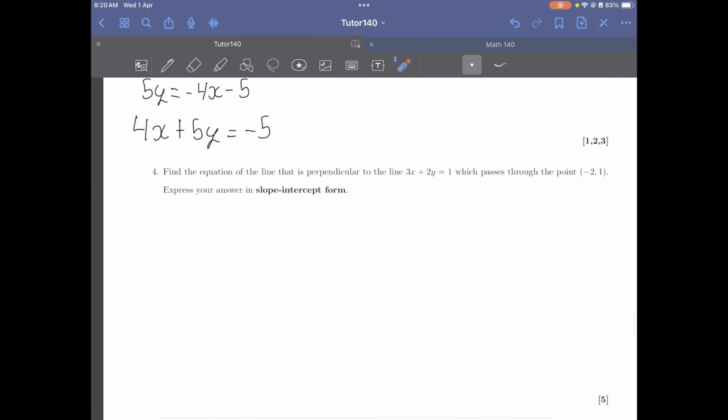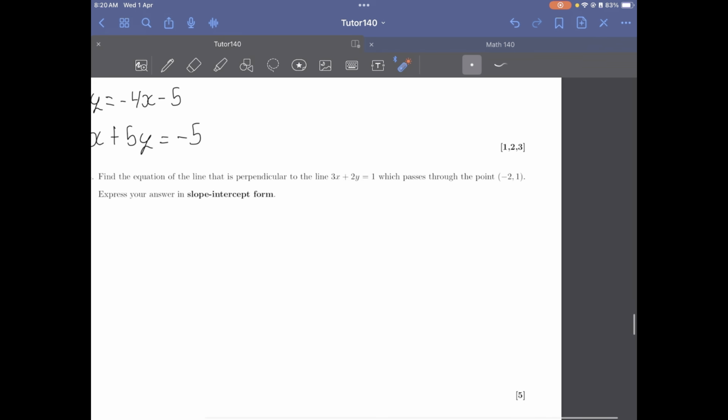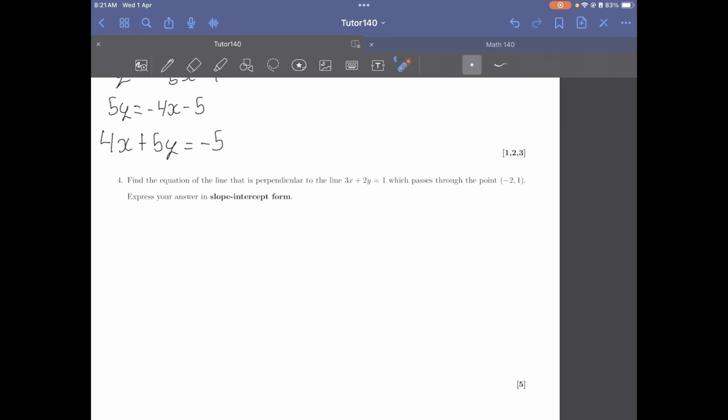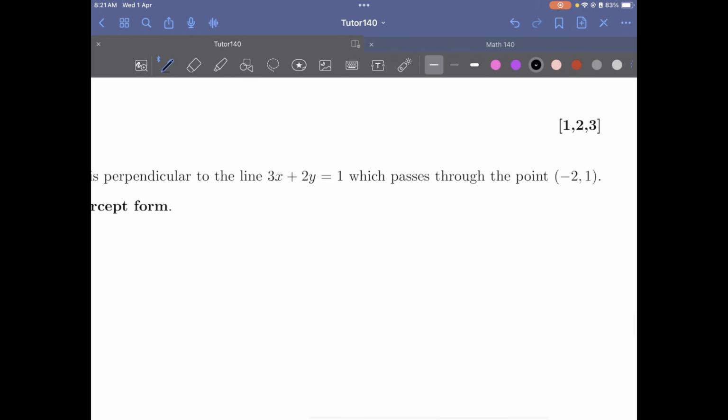Okay? So now, find the equation of the line that is perpendicular to the line 3x + 2y = 1, which passes through the point (-2, 1). Express your answer in slope-intercept form. So our first thing we're going to do is solve this equation for y. We're going to put this in slope-intercept form.